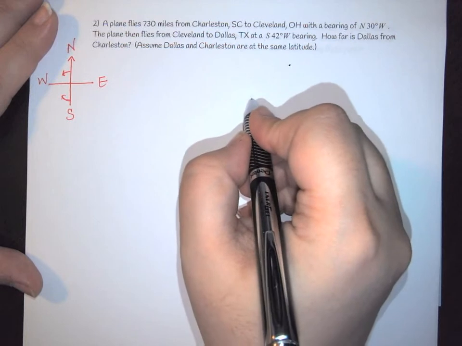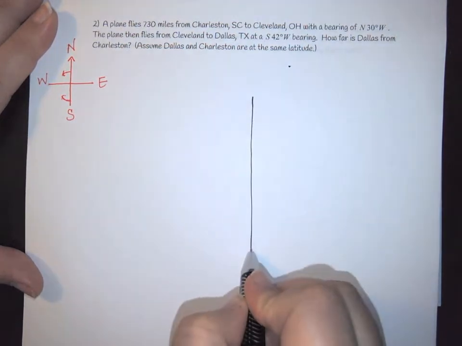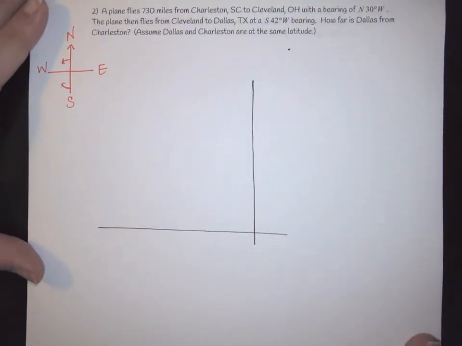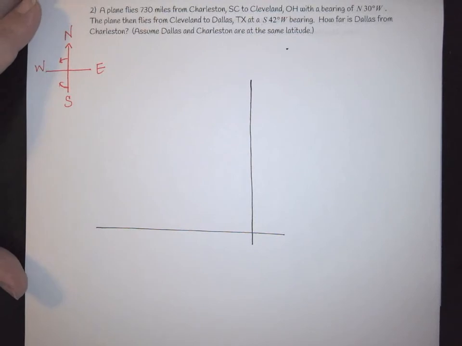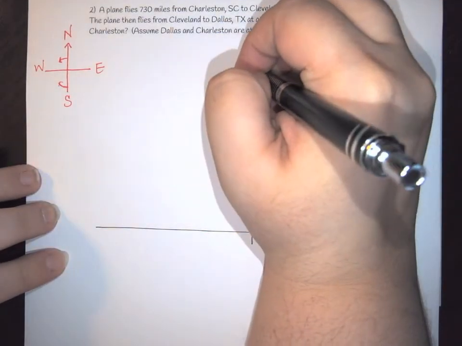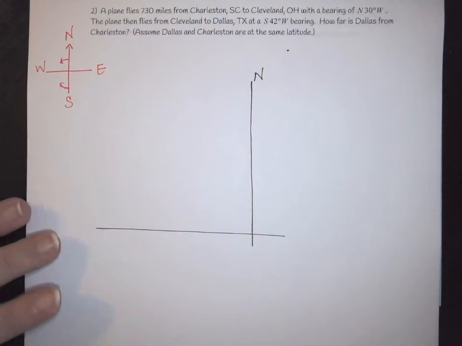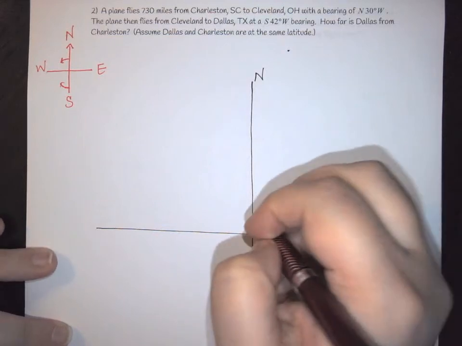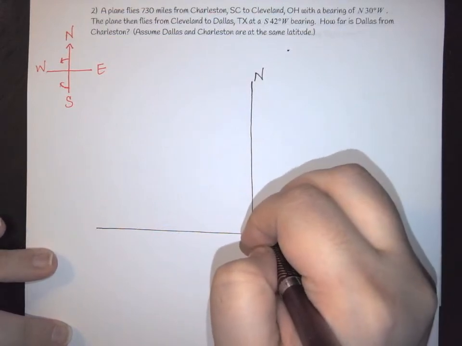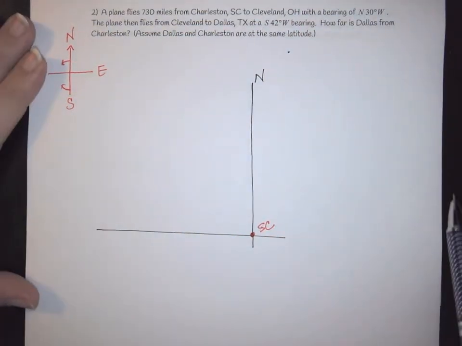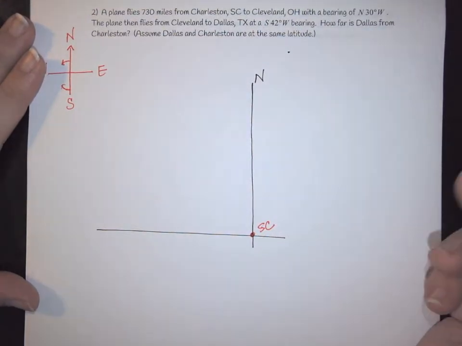Okay, so let's go ahead and we're going to drop in. Notice I'm going to make it fairly big so that we can really see what's going on here. So the first thing we have, let me label, here's my north. We are told that we are going from Charleston. So we are going to label this right down here at the origin as my Charleston, South Carolina. And we are going to travel to Cleveland, Ohio, and we're going north 30 degrees west.